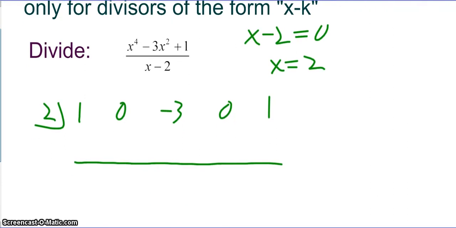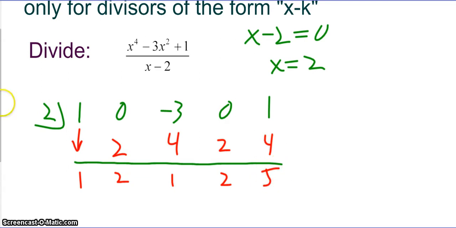Now with synthetic division, it's nice, we add vertically and multiply diagonally. So I bring the 1 down, 1 times 2 is 2, 2 plus 0 is 2, 2 times 2 is 4, 4 plus negative 3 is 1, 1 times 2 is 2, 2 plus 0 is 2, 2 times 2 is 4, 1 plus 4 is 5. I'm done. Okay, what does that actually tell me though?